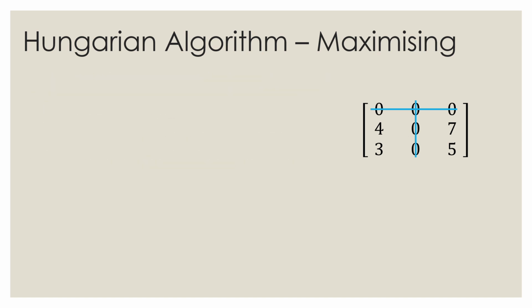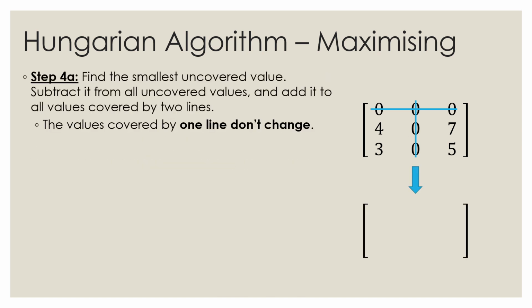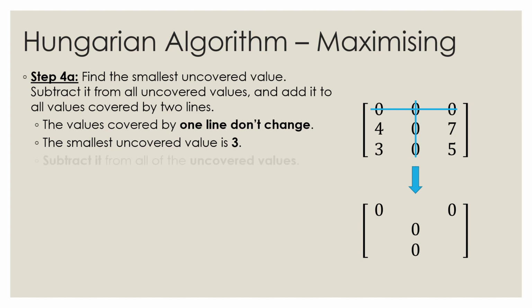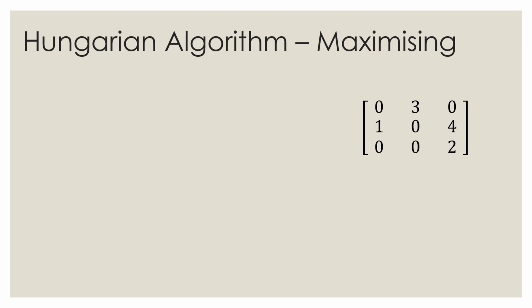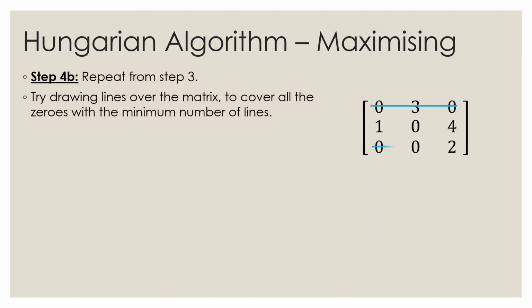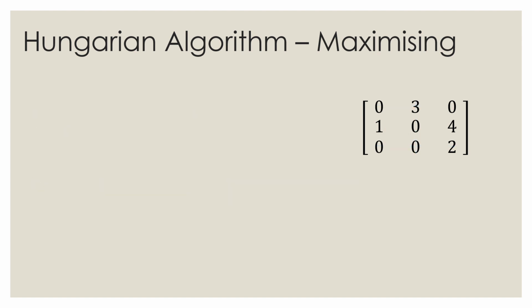Therefore, we need to repeat the process. Anything which only has 1 line through it doesn't change, which are those ones. The smallest uncovered value is 3, down in the bottom left. We need to subtract that from all of the uncovered values, which are those 4 there. Anything covered by 2 lines, we add that value to, which is why that 3 is being generated there. From here, redesign your lines, like so. That is the fewest number, and we have drawn 3. Therefore, we can now allocate each of the tasks.